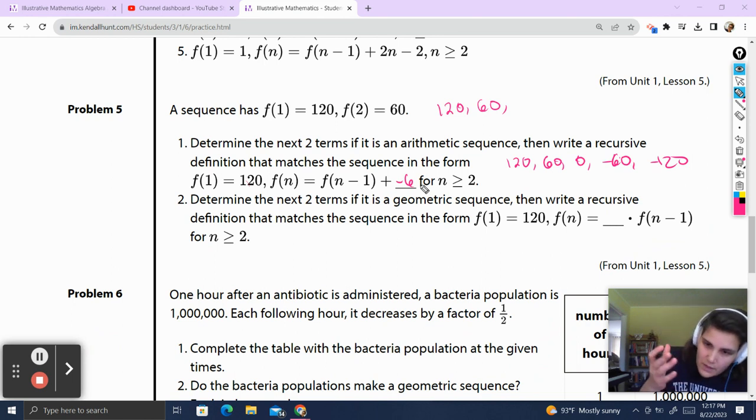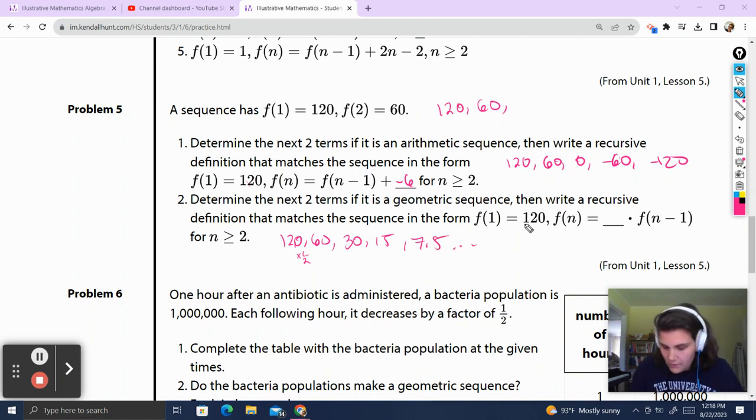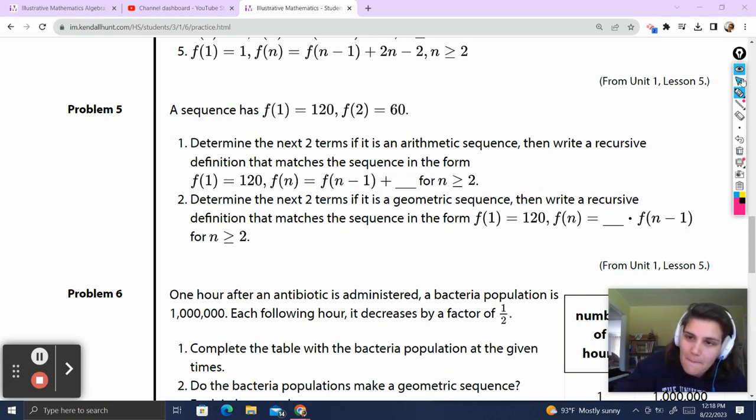Now determine the next 2 terms if it's a geometric sequence, and then write a recursive function. Okay, well, we've done this. This is good practice now. So if we have 120 to 60, that's a geometric. I see that I'm multiplying by 1/2, which is going to give me 30, 15, 7.5, and so on. So if our first term is 120, then each other term is going to be 1/2 multiplied by the previous term. And we're done.